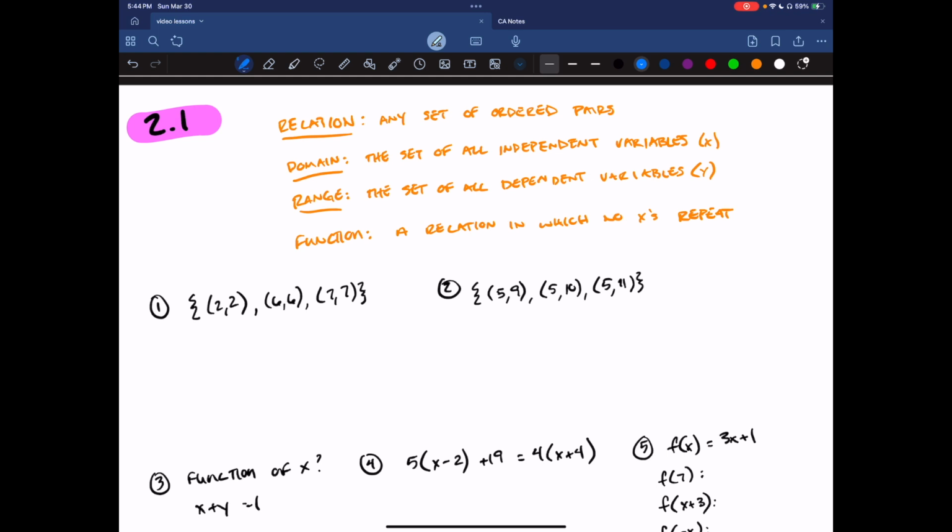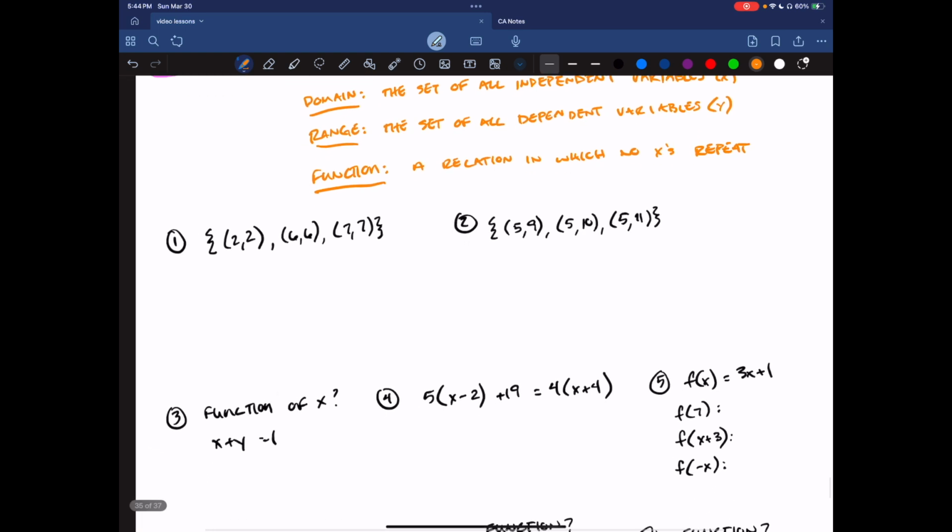The set of all independent variables, or all your x's. If your ordered pair is x comma y, then all your x's are your domain, all your y's are your range. And that's going to be a big part of our conversation today. And then a function is a relation where none of your x's repeat.